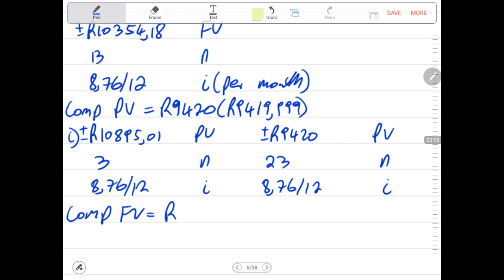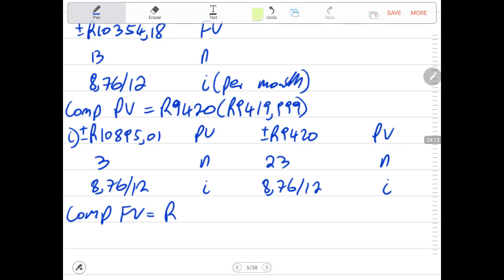Now let me just verify that. We start by saying 10,354.01 as my present value. 3 is my N. 8.76 divided by 12 is my I. Compute future value.